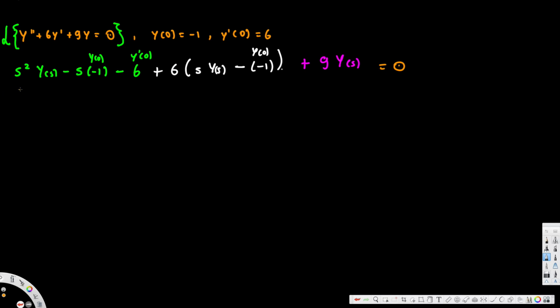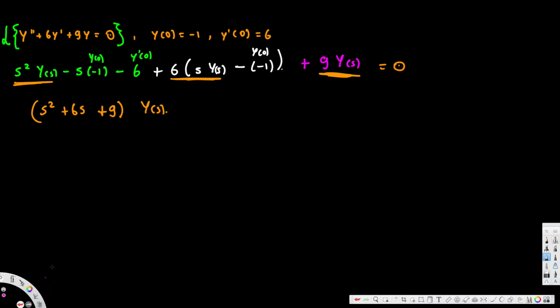The next thing is we are going to simplify everything. If you take a look at the terms with Y(s), this is with Y(s), this is with Y(s), and here we have another one with Y(s). If we combine all together, taking Y(s) as common, we end up with s squared in the first one, and then 6s right here, and after that a 9 right here. All of them are multiplied by Y(s).